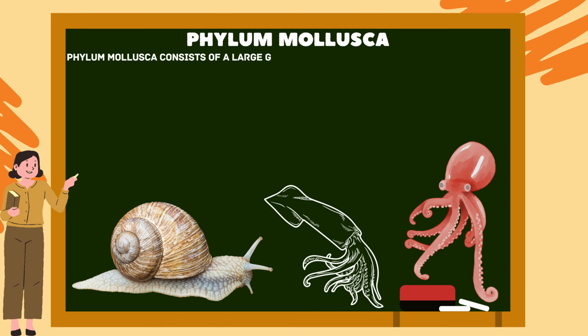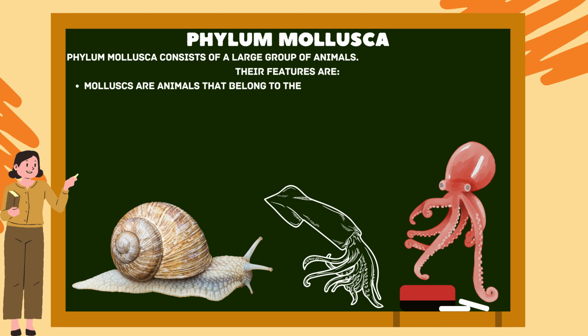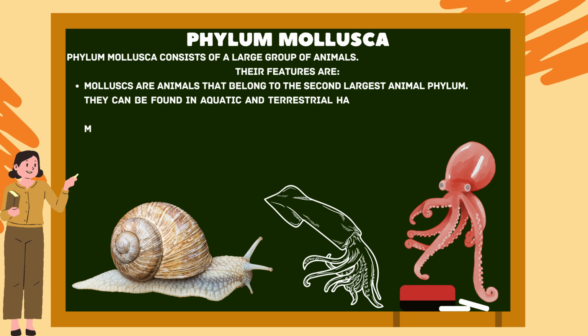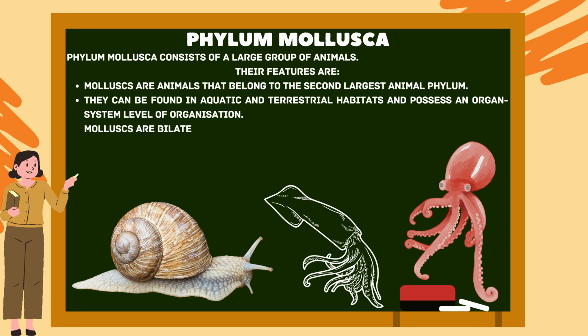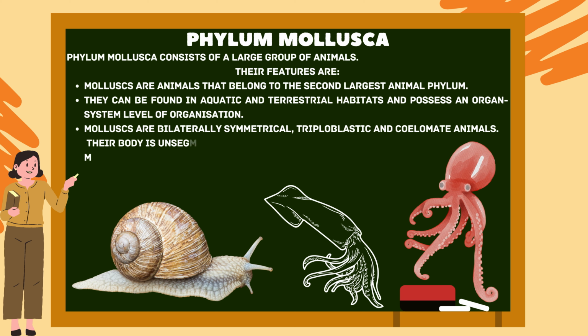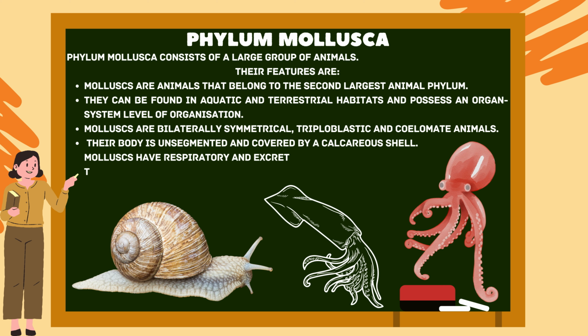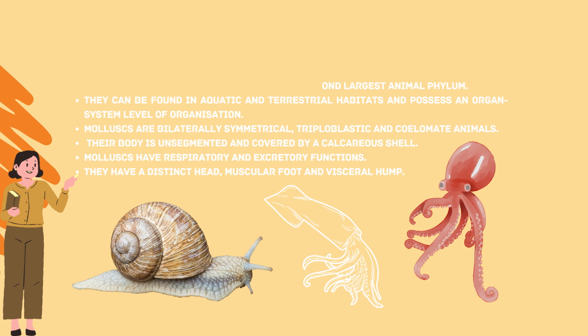Phylum Mollusca. Phylum Mollusca consists of a large group of animals. Their features are: molluscs belong to the second largest animal phylum. They can be found in aquatic and terrestrial habitats and possess an organ system level of organization. Molluscs are bilaterally symmetrical, triploblastic, and coelomate animals. Their body is unsegmented and covered by a calcareous shell. Molluscs have respiratory and excretory functions. They have a distinct head, muscular foot, and visceral hump.